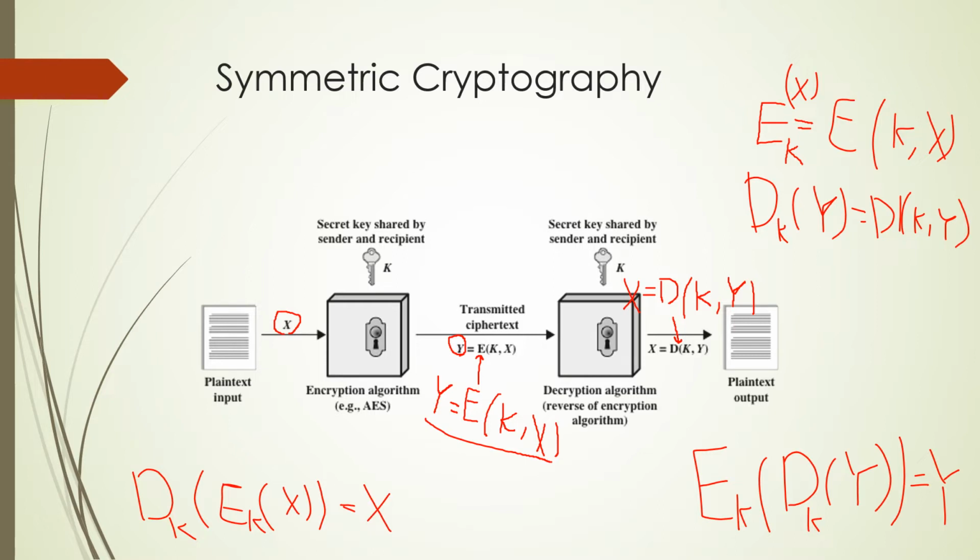When you have two mathematical functions like D and E, or D sub K and E sub K, the reason I put K as a subscript is because I didn't want to have a function with more than one parameter.